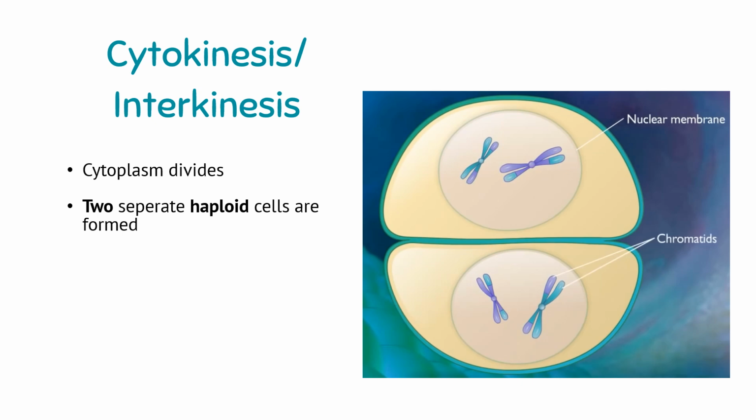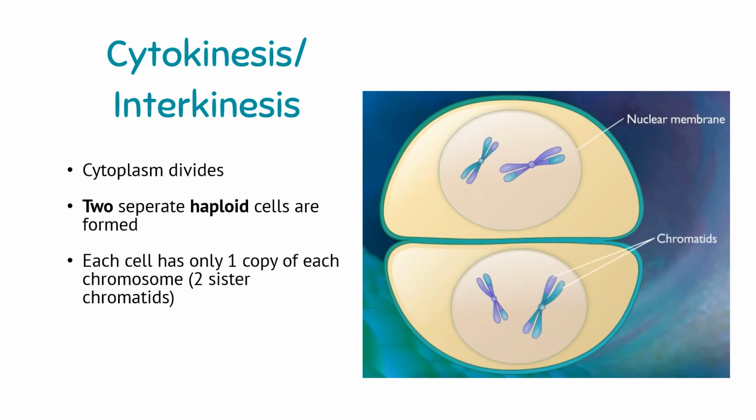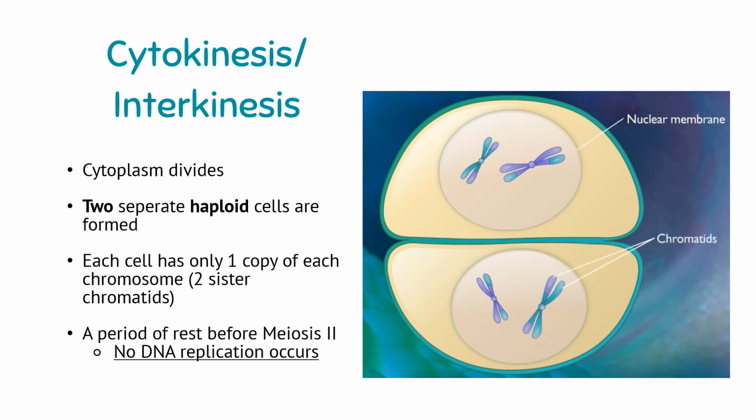So we do not have two sets of chromosomes anymore. We have only one set of chromosomes in each of these cells. However, each chromosome still has two sister chromatids. There is a period of rest before meiosis 2, so no DNA replication occurs. So we don't go through interphase again. We just go through cytokinesis, and then the next stage we will enter meiosis 2. So the cells at the end of meiosis 1 go into meiosis 2.